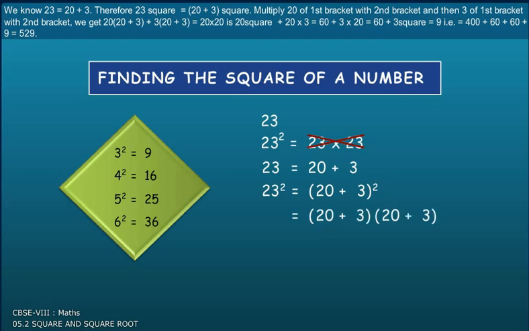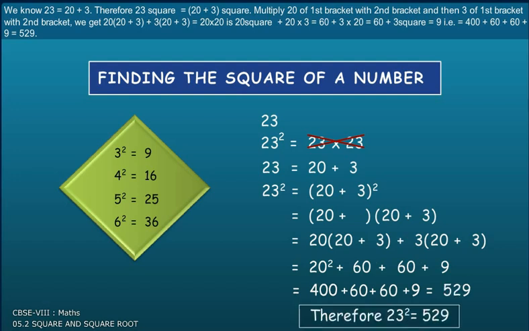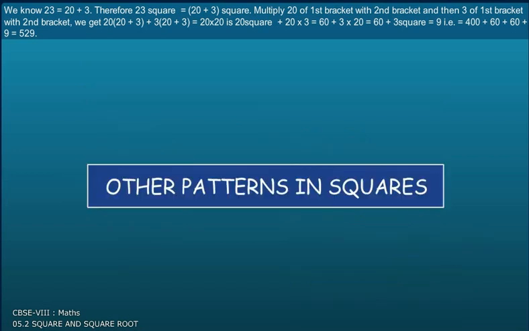Multiply 20 of the first bracket with the second bracket and then 3 of the first bracket with the second bracket. We get 20 multiplied by 20 plus 3, plus 3 multiplied by 20 plus 3. 20 into 20 is 20 square, plus 20 multiplied by 3 is equal to 60, plus 3 multiplied by 20 is equal to 60, plus 3 square is equal to 9. That is 400 plus 60 plus 60 plus 9, which gives 529.